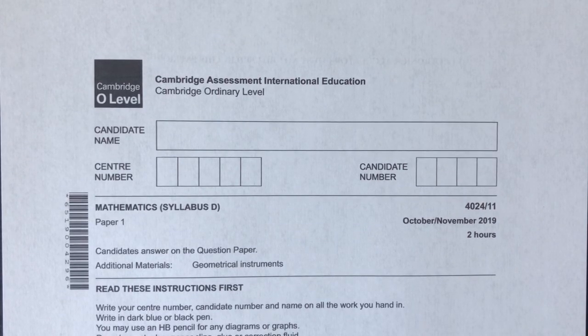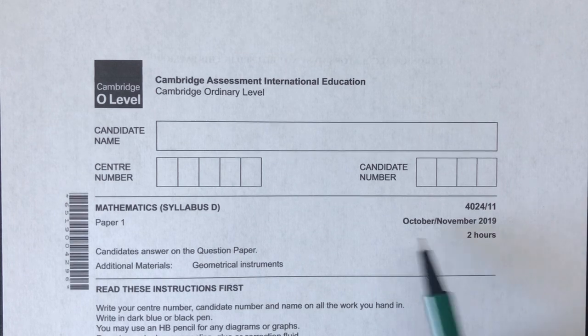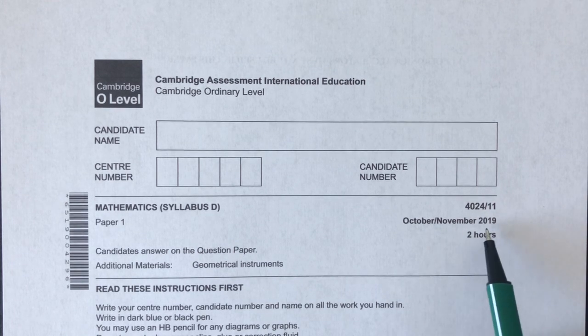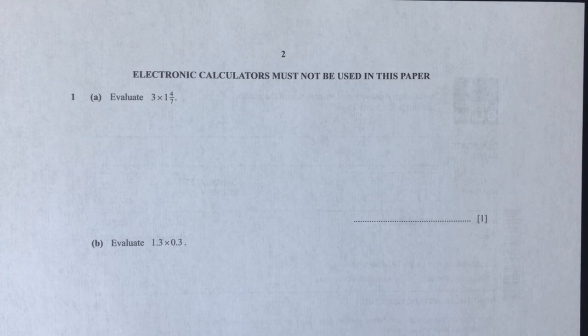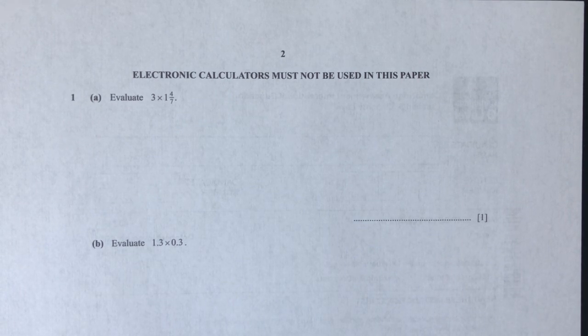Today we are going to do the paper 1 of October and November 2019, the variant 1-1. Okay, so now moving on to question number 1, we have a fraction question. We have 3 multiply by 1, 4 over 7.